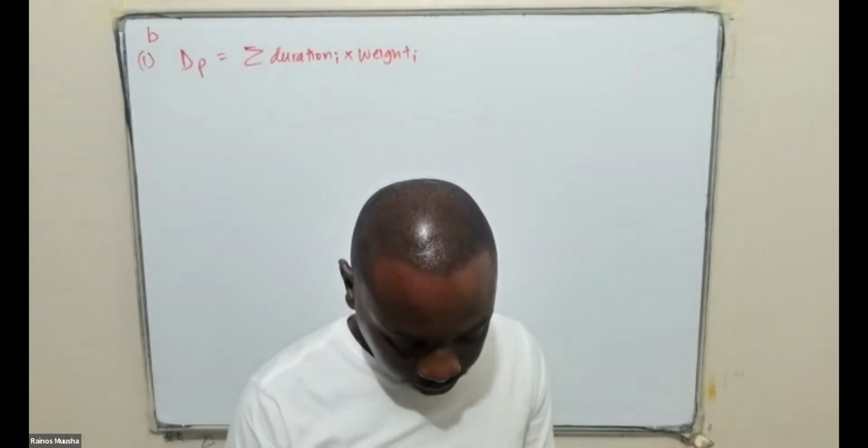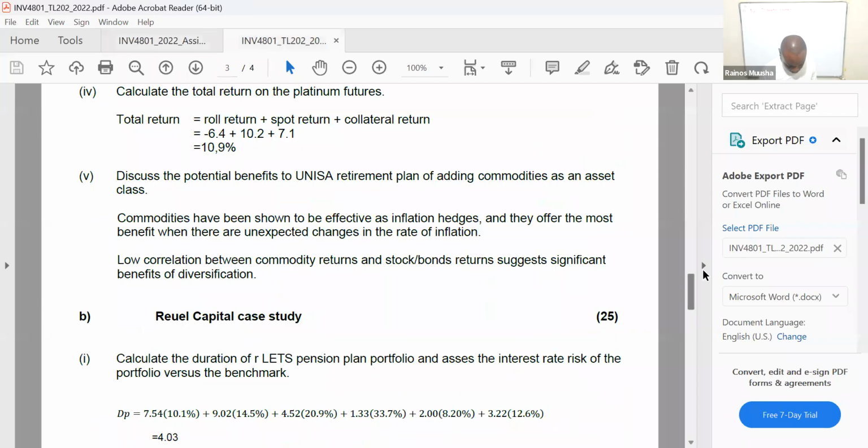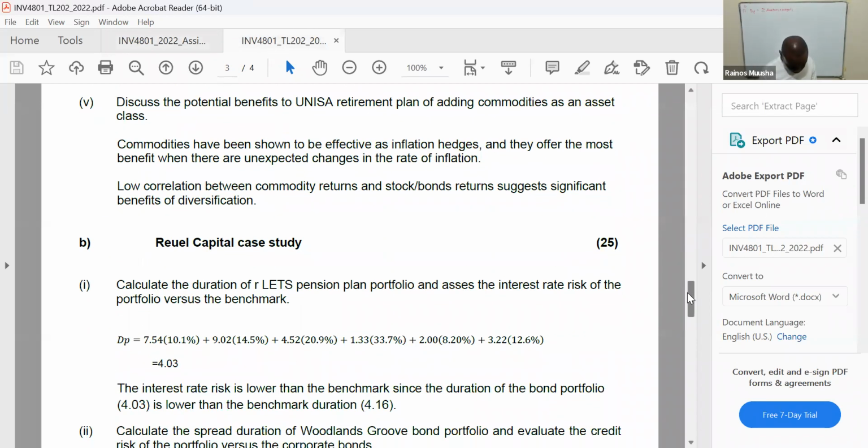I still remember there was a bit of issues when it comes to this question. So here the question was supposed to be: calculate the duration of the LET expansion portfolio and assess the interest rate risk of the portfolio versus the benchmark. So we're looking at it for what? LET expansion plan portfolio.